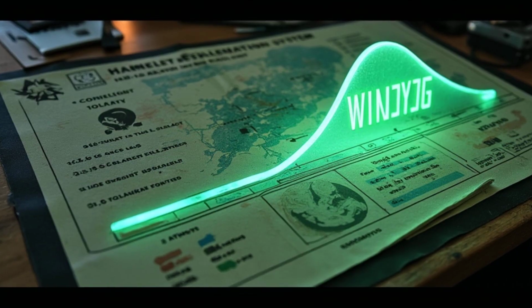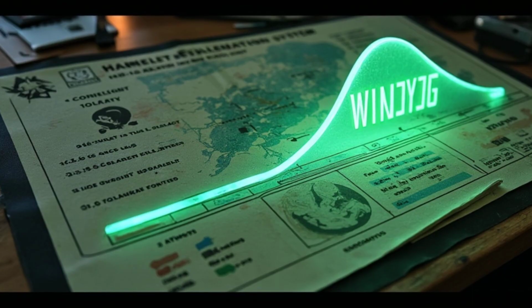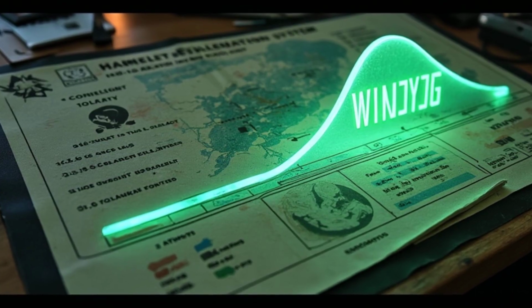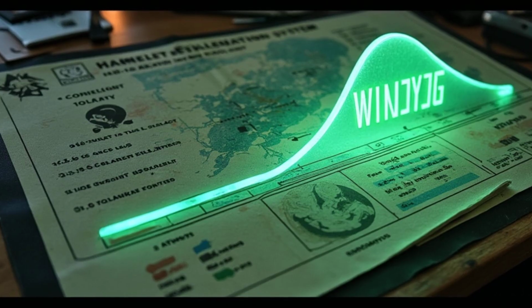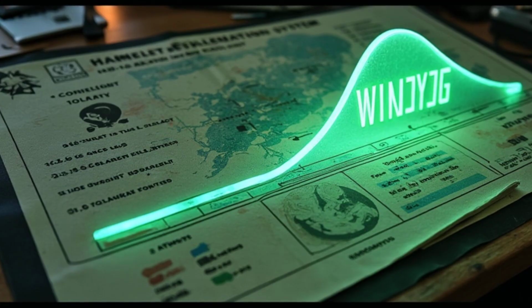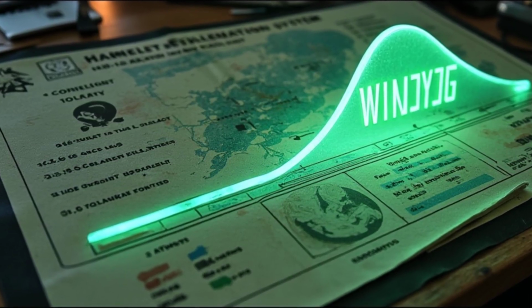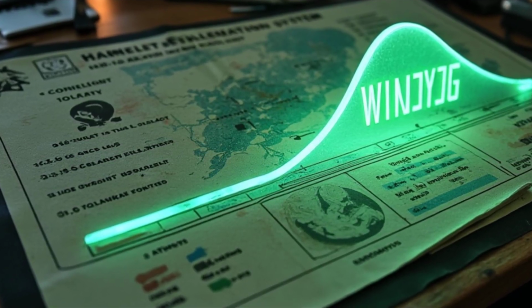The military developed something called the Hamlet Evaluation System, which used mathematical models to calculate pacification progress in Vietnamese villages. They assigned numerical scores to civilian loyalty, insurgent activity, and government control. The bell curve told them they were winning, even as the war spiraled into disaster.